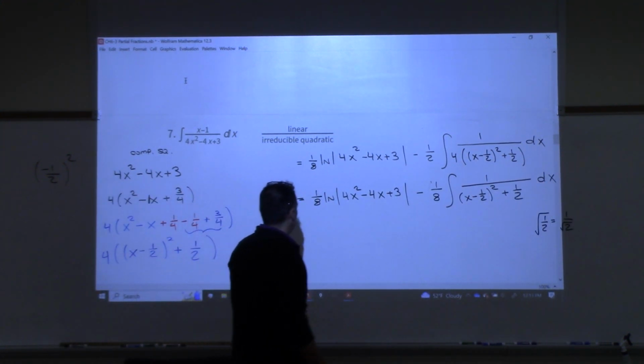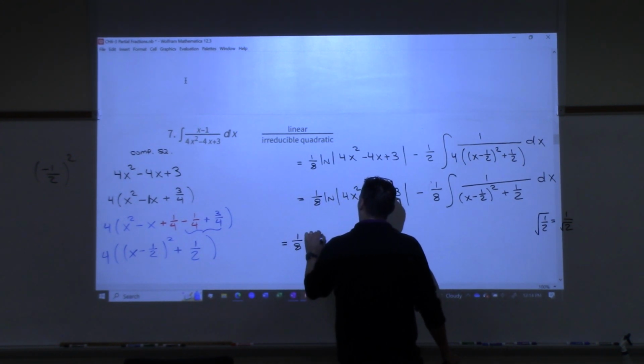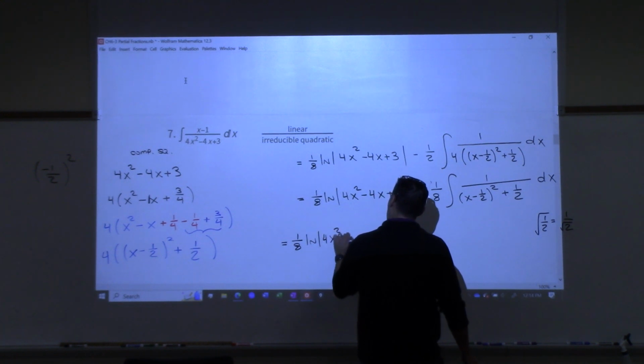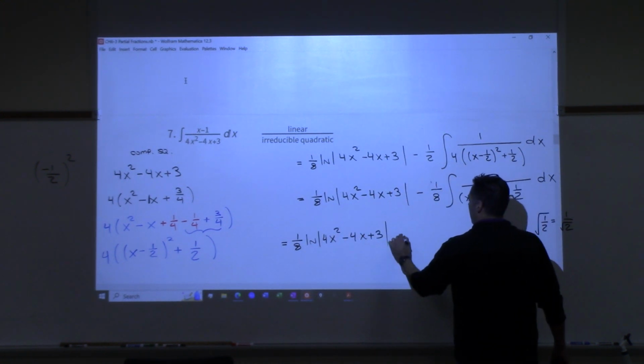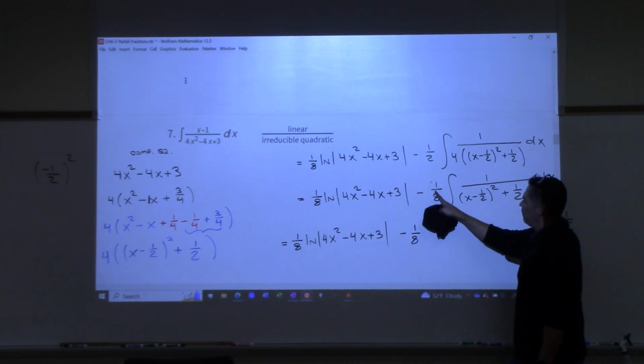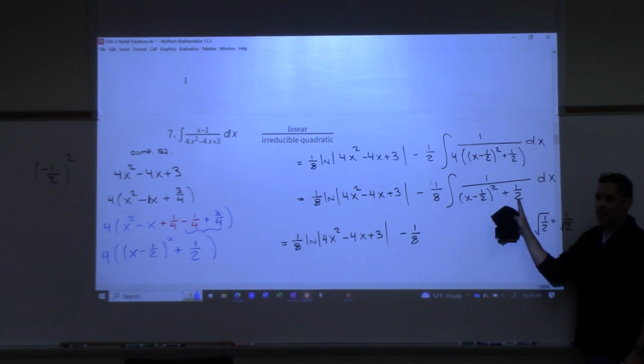Okay, I'm ready. This is the answer time. It's going to be 1/8 natural log of 4x squared minus 4x plus 3. Then I have minus 1/8 of this part. I don't have to scale the answer, because there's a 1 in front. But the formula has 1 over a, doesn't it? 1 over a.